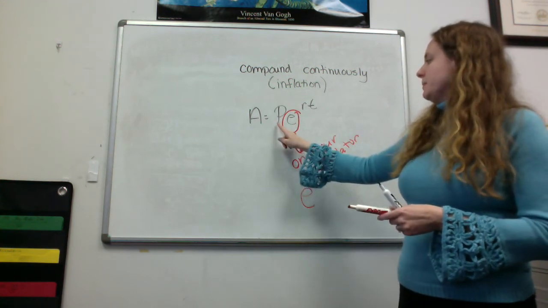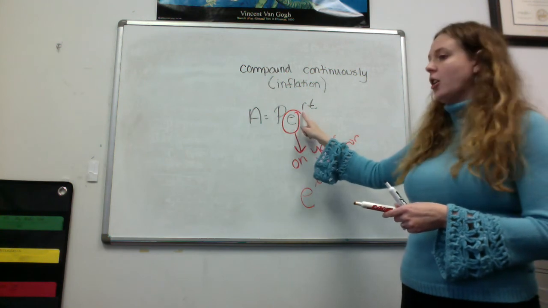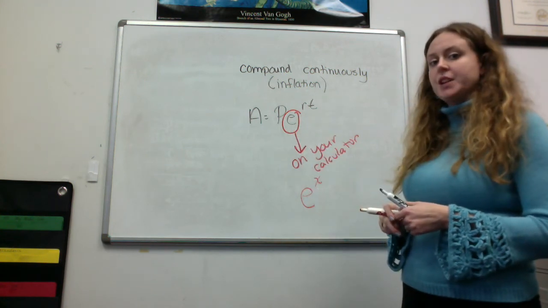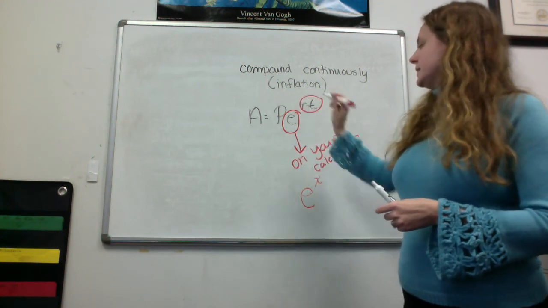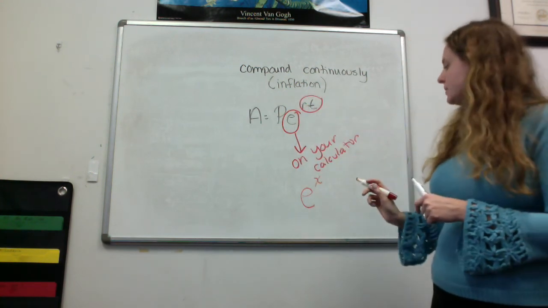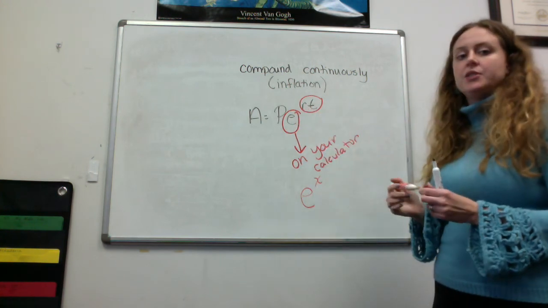So we're going to type in P, get E off our calculator, don't change that to a number, then our R and our T up in the exponent. You want to make sure when you're typing this in that these R and T stay up in the exponent. So you're going to type e to the x, and then I'm going to put parentheses around these two variables.